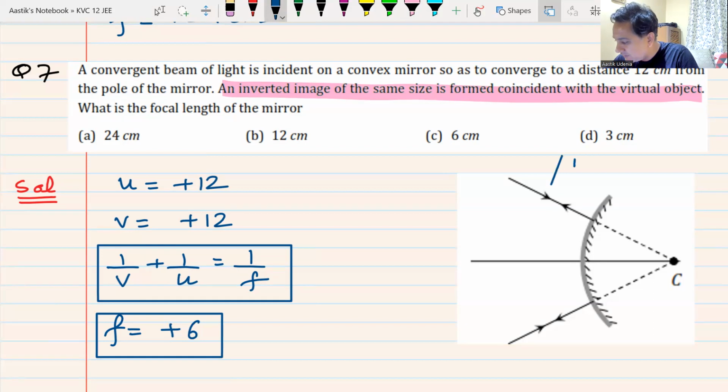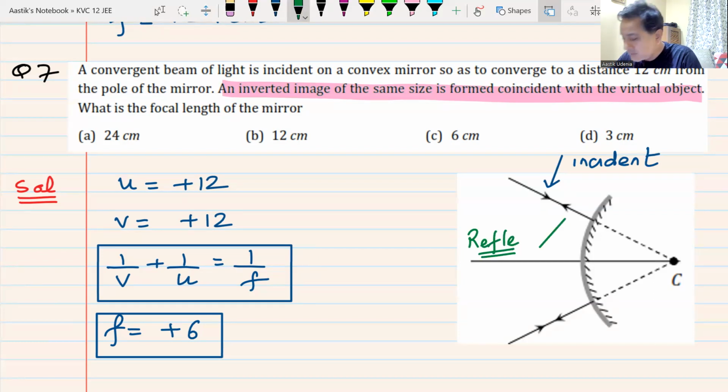This is the incident ray, my dear friend. Do we see this? And this is the reflected ray, my dear friends. Do you see it? Incident ray and the reflected ray, they go in the same path. That only happens when the angle of incidence is 0.